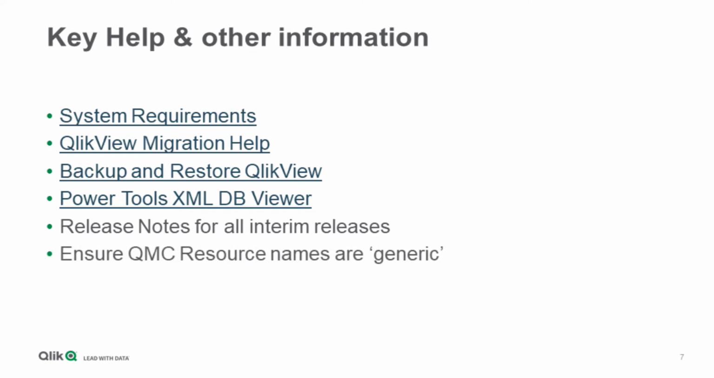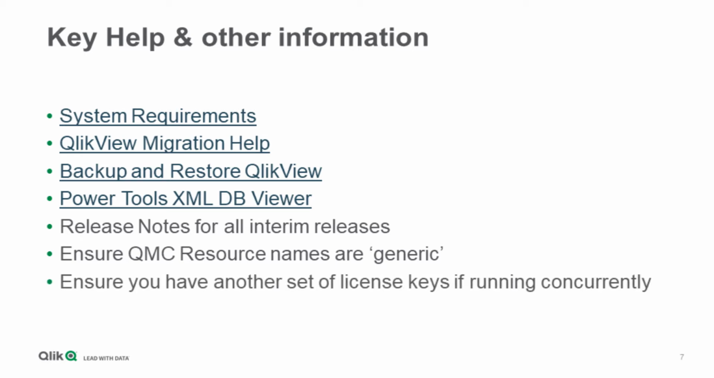This next bullet I kind of picked up on as I was putting this presentation together. One thing that can really help is ensuring that your management console resource names in the QMC system setup area are generic, that they don't have server names or specific environment names. You could do prod, QA, and dev, but if you have server names in there, you're probably not going to want that, because it's going to make the migration a little harder. Whereas if you keep it generic, that's one less thing you have to change when you do the migration to the new environment.